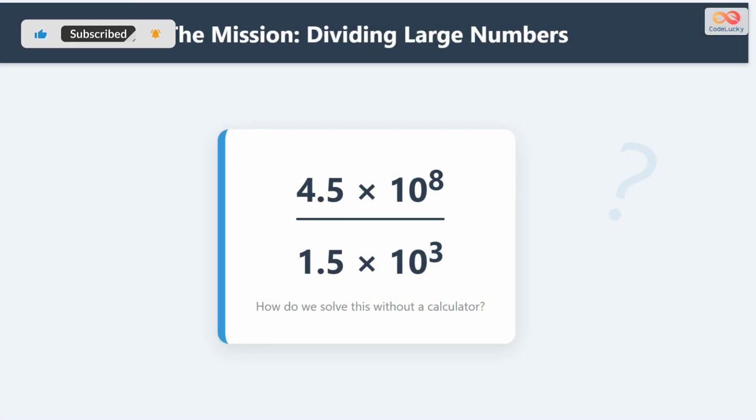Have you ever wondered how to divide massive numbers like 4.5 times 10 to the power of 8 by 1.5 times 10 to the power of 3 without using a calculator? It looks intimidating, but there is a simple trick.